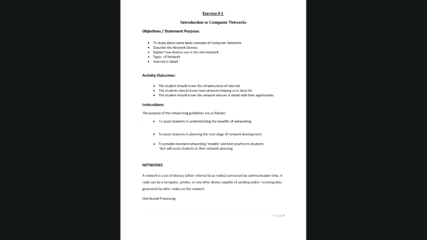A network is a set of devices connected by a communication link. A node can be a computer, printer, or any other device capable of sending or receiving the data generated by other nodes on the network. It is also called a distributed process. Next is your distributed process. This network definition you have seen in the last theory class.